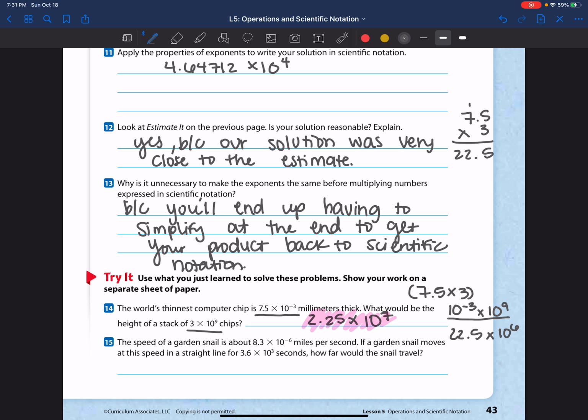All right, the speed of a garden snail is about 8.3 times 10 to the negative 6 miles per second. If a garden snail, I think I might have said a garden nail, if a garden snail moves at this speed in a straight line for 3.6 times 10 to the 3rd power seconds, how far would the snail travel? So again, you're given miles per second. Okay, so we're trying to figure out the number of miles. So what you'll do is, if you're given miles per second and I also give you seconds, we're just trying to find the miles. So all you'll need to do is divide this time.